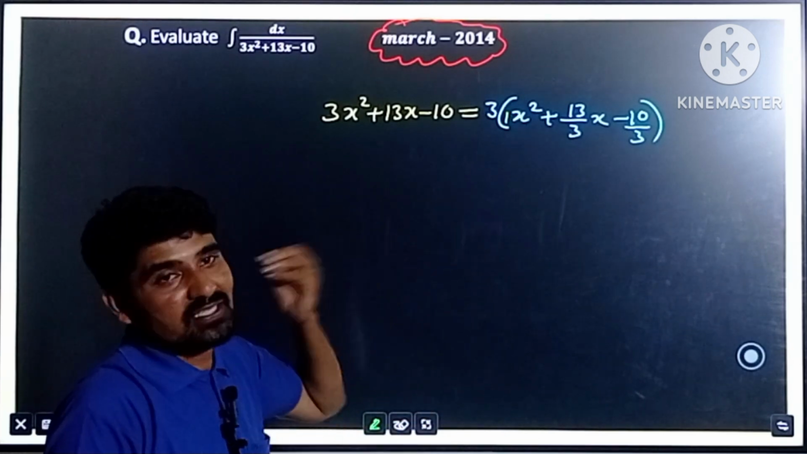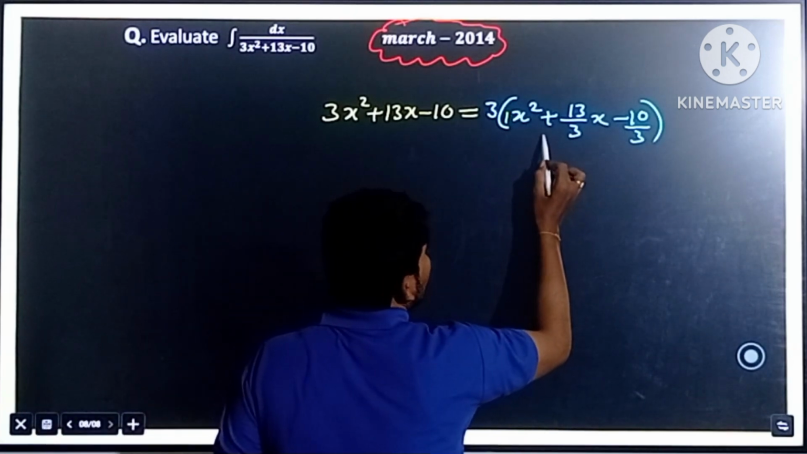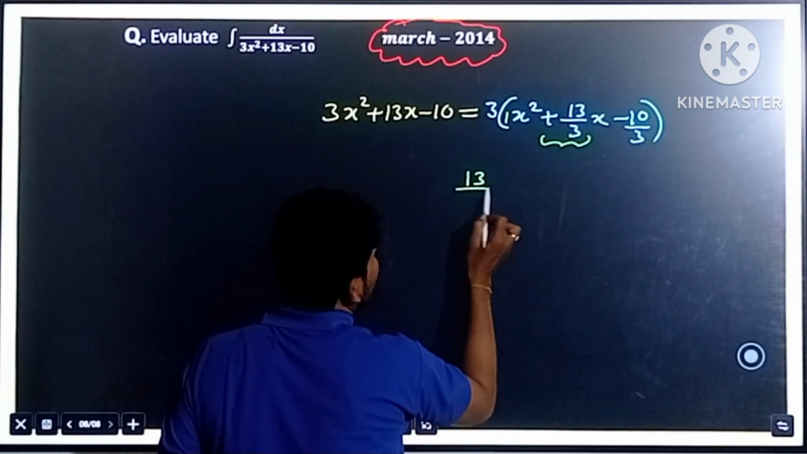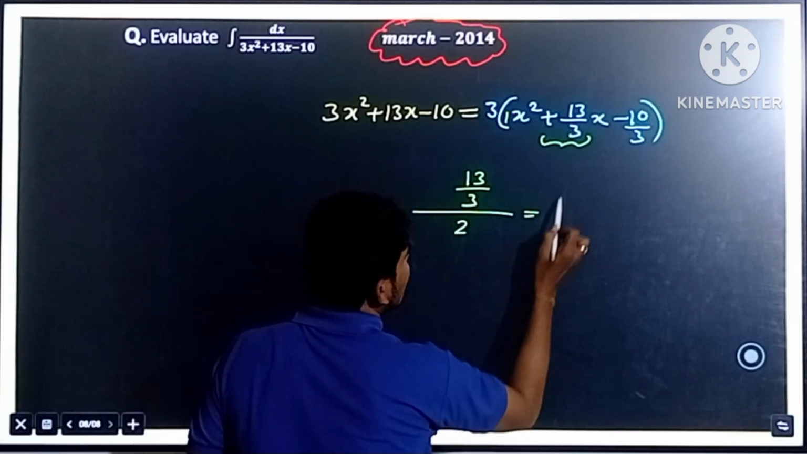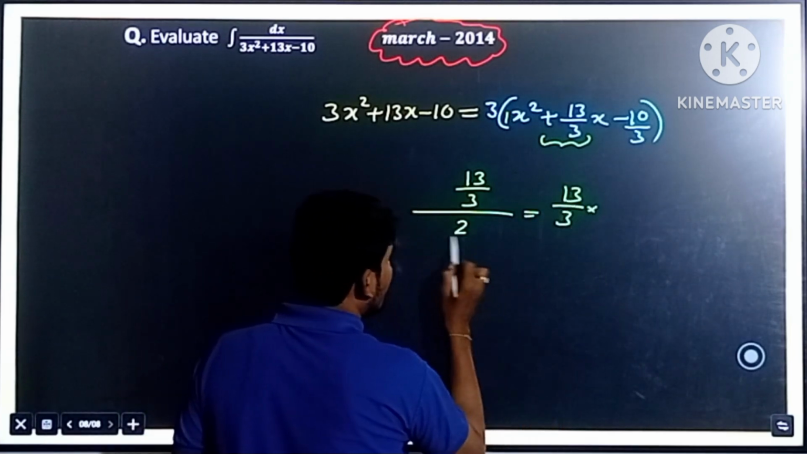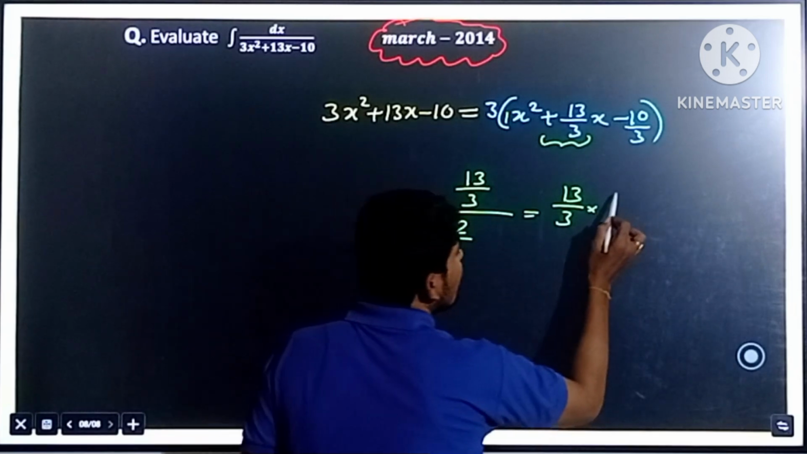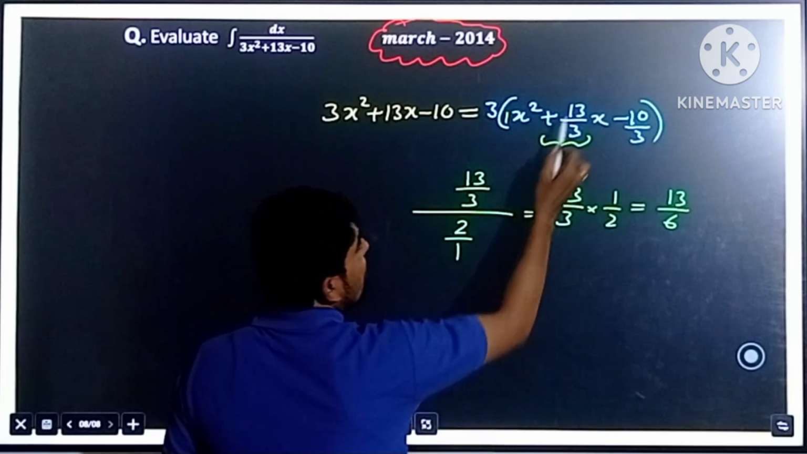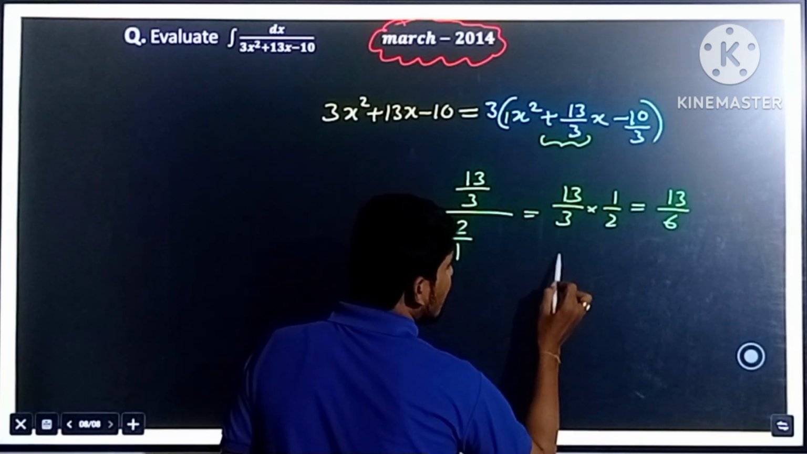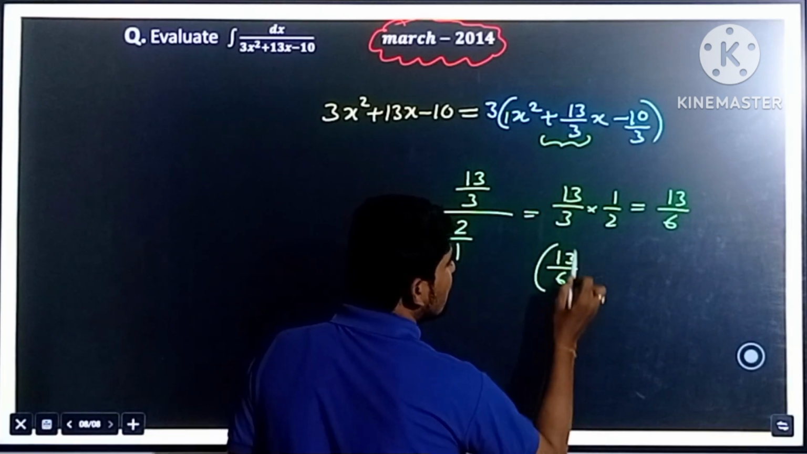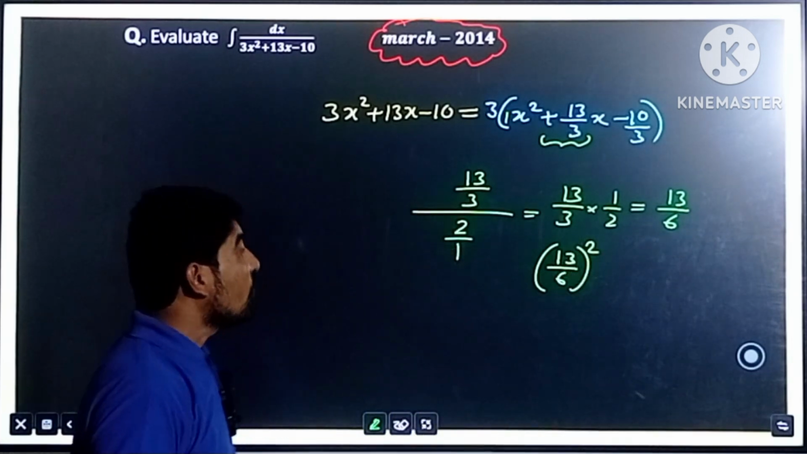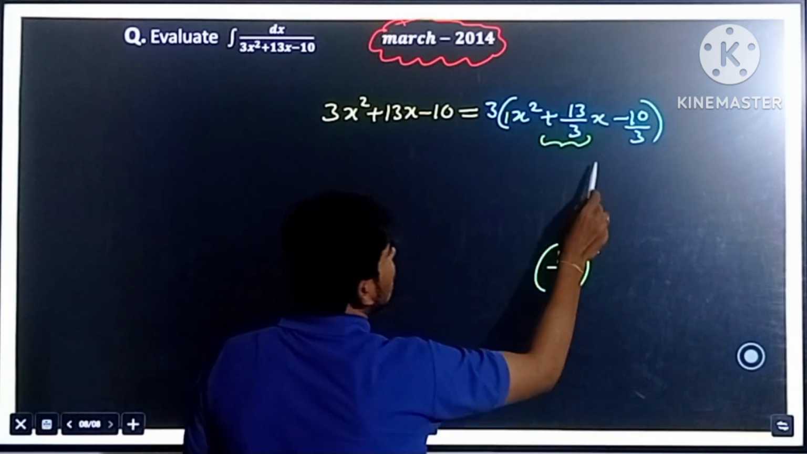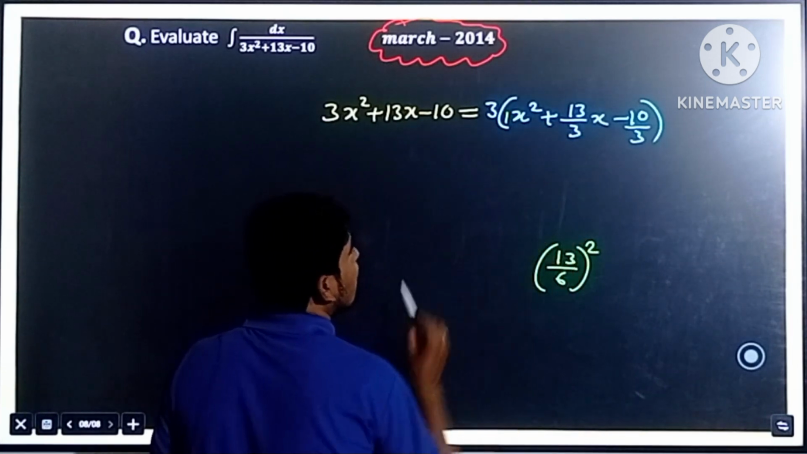Observe the coefficient of x. What is the coefficient of x here? Plus 13 by 3. So take half of it. What is half of 13 by 3? 13 by 3 whole divided by 2, which is 13 divided by 3 into 2 by 1, that is 1 by 2, and it is equal to 13 divided by 6. Therefore, half of 13 by 3 is 13 by 6, and let us consider its square, that is 13 by 6 whole square. What next? Add and subtract this 13 by 6 whole square to the given quadratic expression.